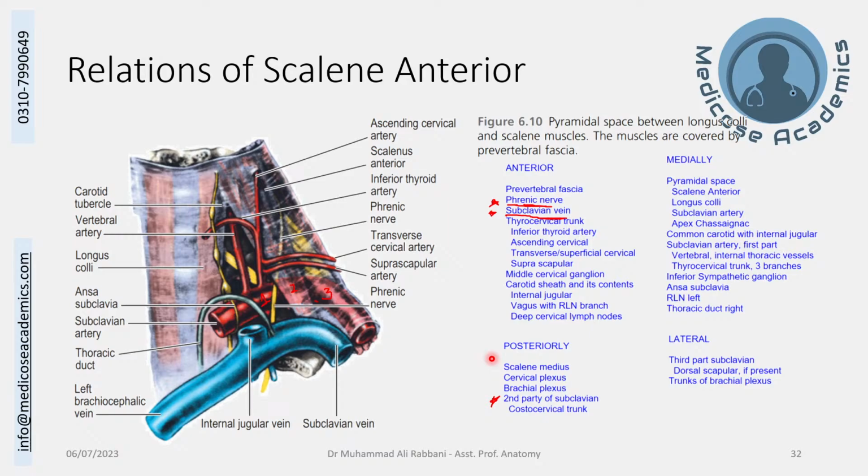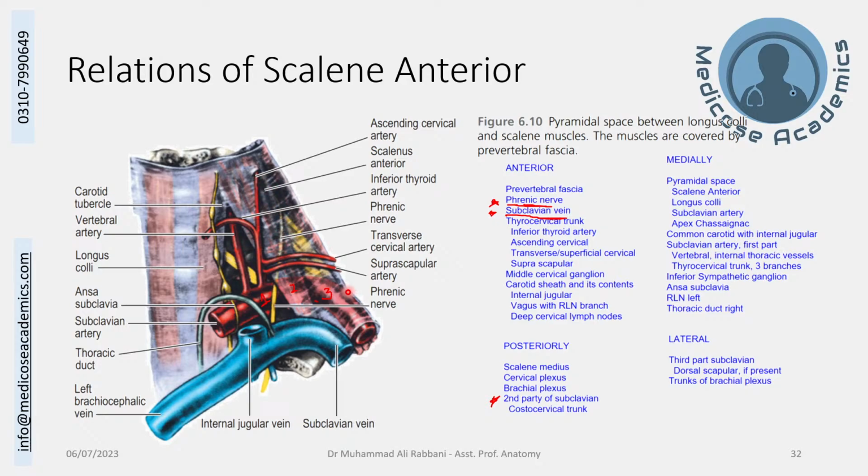It can be asked of you in any way. And between Scalenes anterior and Scalenes medius, all the plexi emerge. Two plexi, that is brachial plexus and cervical plexus, are present between the two Scalenes muscles.